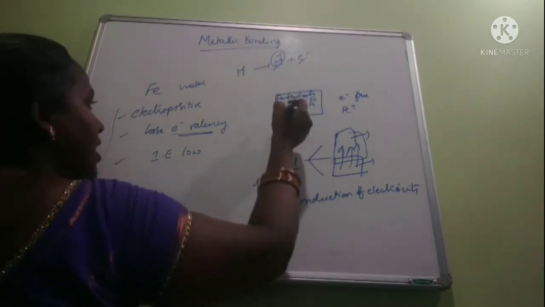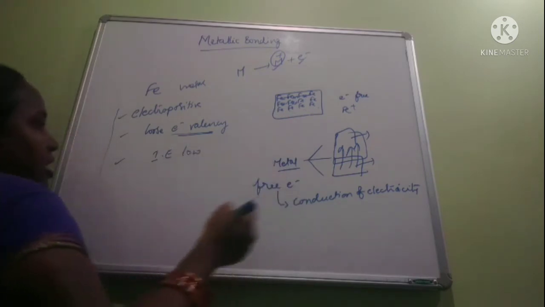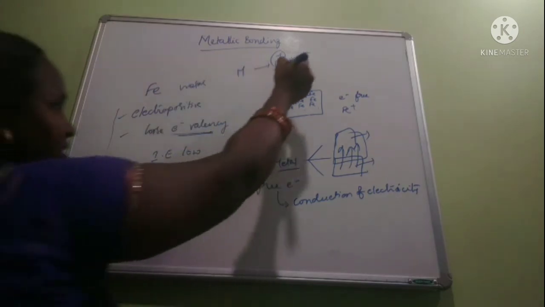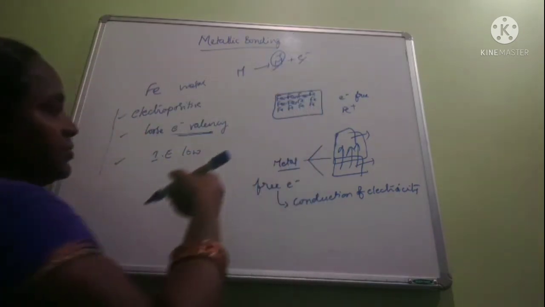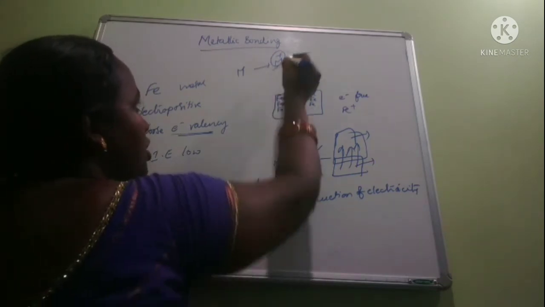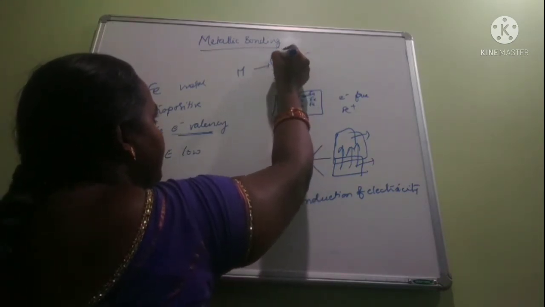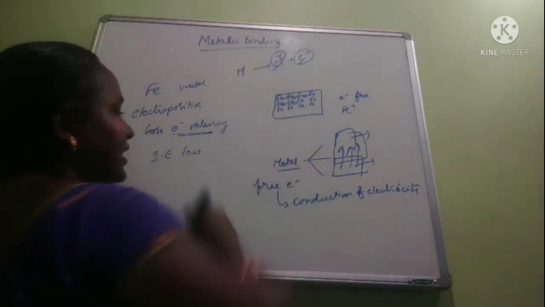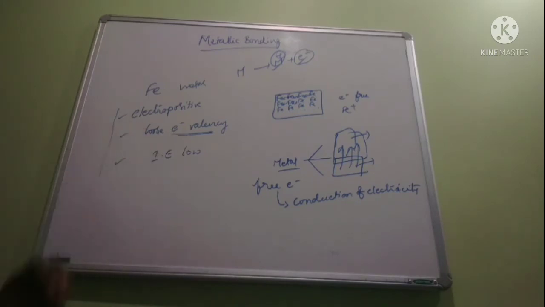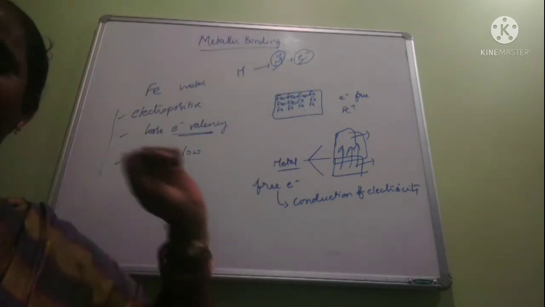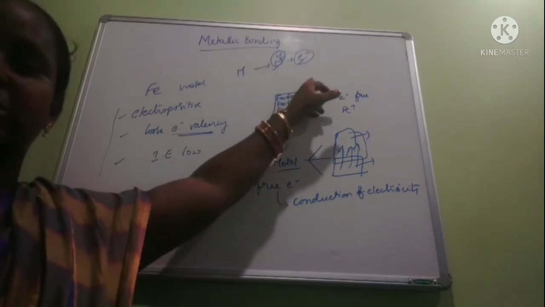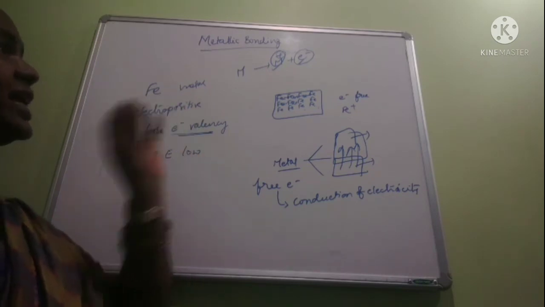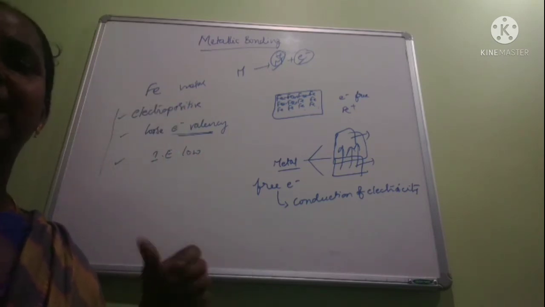Here all the atoms, an Avogadro number of atoms present in the metal, will lose their valence electrons and become cations, positively charged ions. So the electrostatic attraction between the positively charged metal atoms and the conducting free electrons, which are helpful for the conduction of electricity, that attractive force is known as metallic bond.